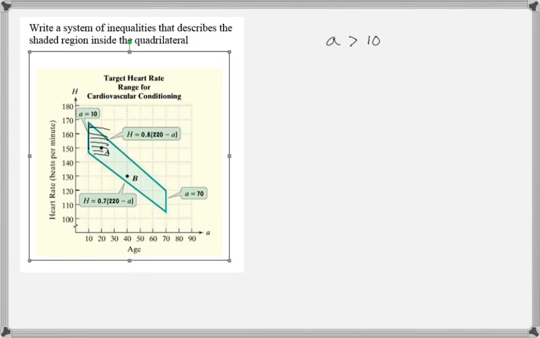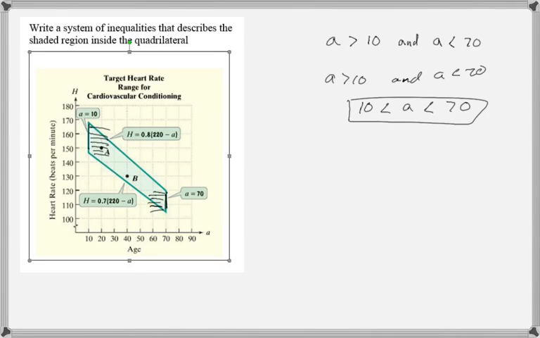Similarly, if I look at the right-hand side over here, this is also a vertical line. The quadrilateral is shaded to the left of this. This tells me that A has to be less than 70, and both of these things have to be true at the same time. So A is greater than 10, and A is less than 70. Could be simplified to this: 10 is less than A, which must be less than 70.